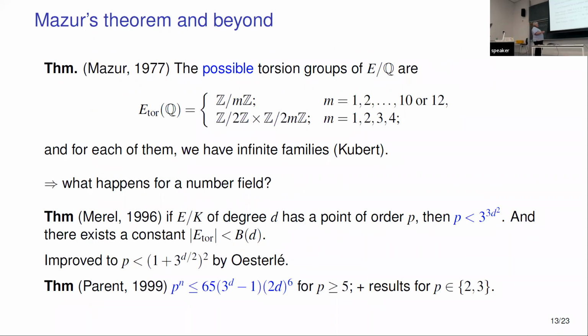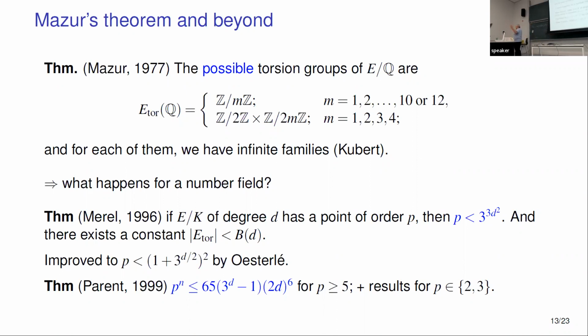For a number field, it's even worse. If E over K has degree D, and it has a point of order P, then P is bounded by this quantity, which depends only on the degree, not on P. So this is very hard. And this theorem by Merel was extended by Parent to give you a bound on P here. So you see, this is a uniform boundedness conjecture, telling you that you cannot dream. You cannot have torsion points of large order.